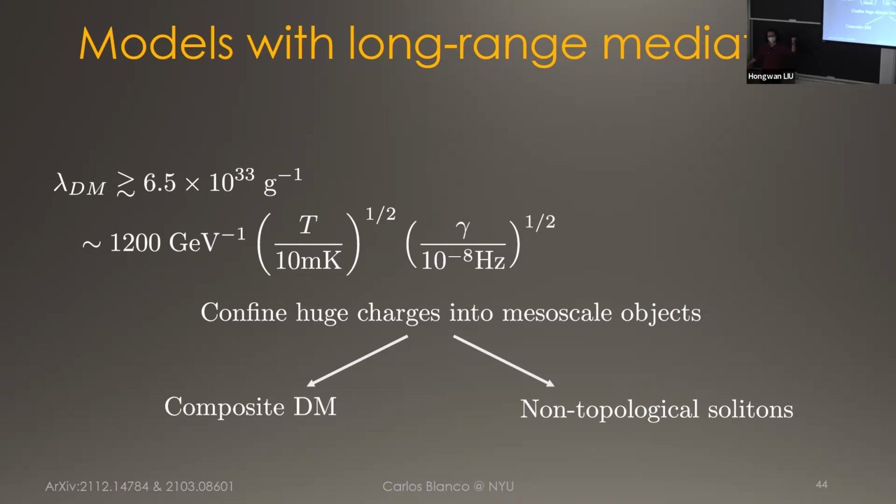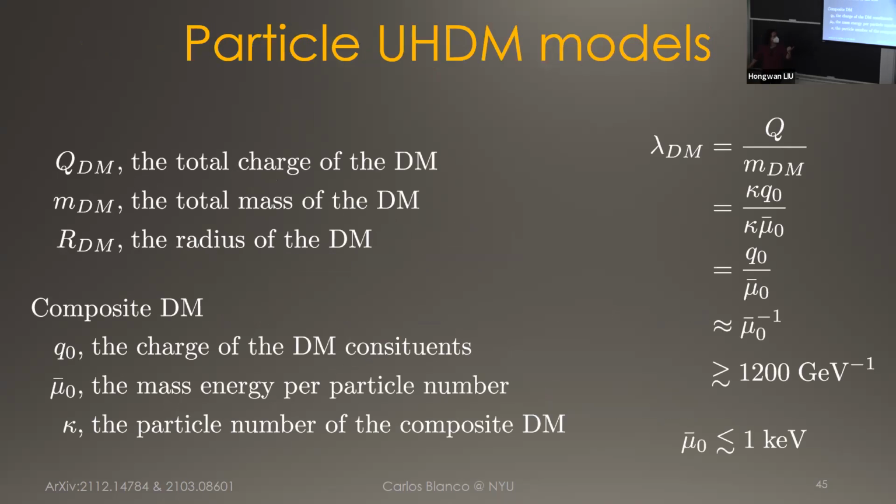For this composite dark matter, I think this has been done to death at this point. The parameters involved are just the total charge, mass, and radius of the dark matter. Then inside, you have the charge of the constituents, mu, which is the mass energy per particle number, and the particle number of each state. Things that fall into this category are quark nuggets and dark nuclearites. And it turns out the charge to mass ratio goes as 1 over this mu naught.